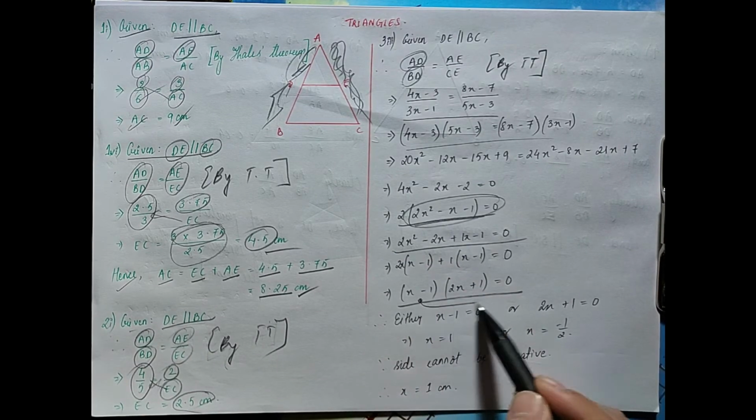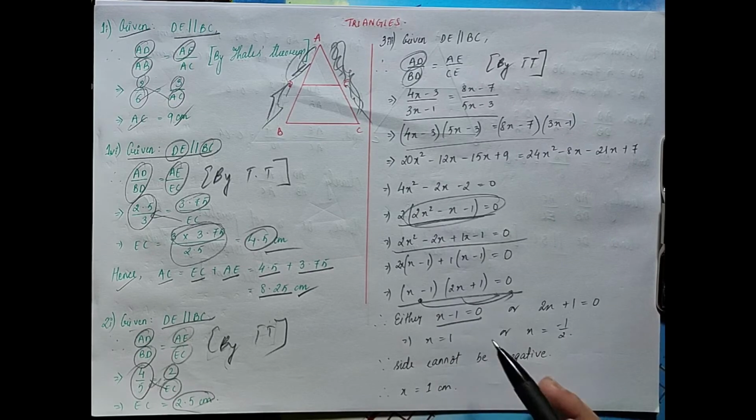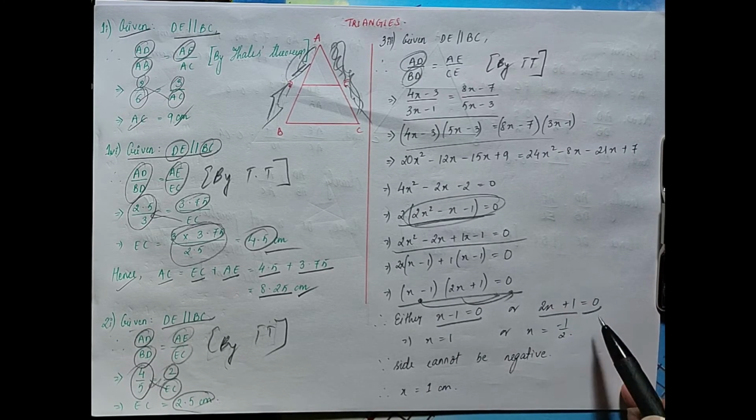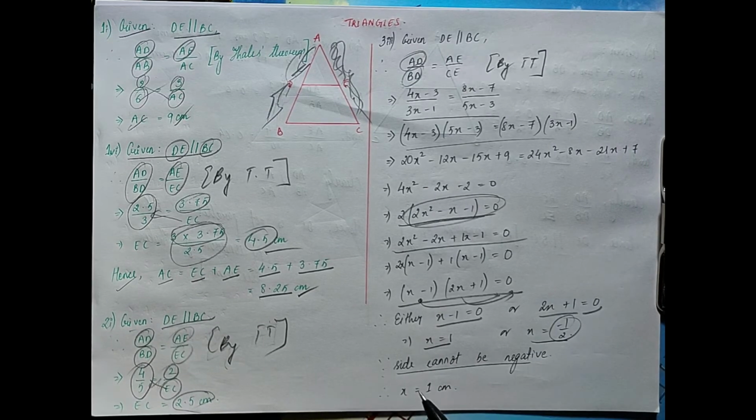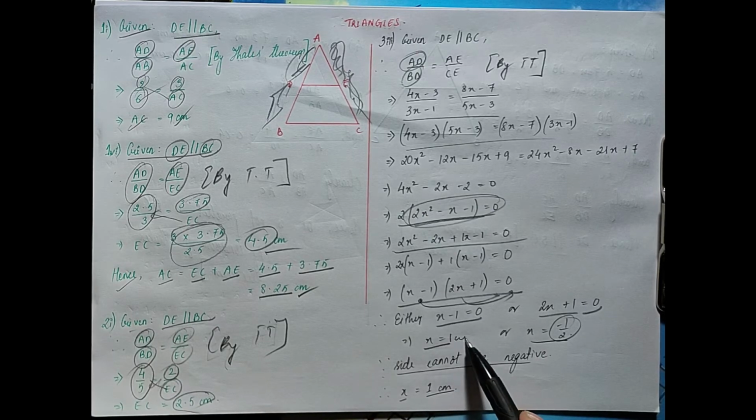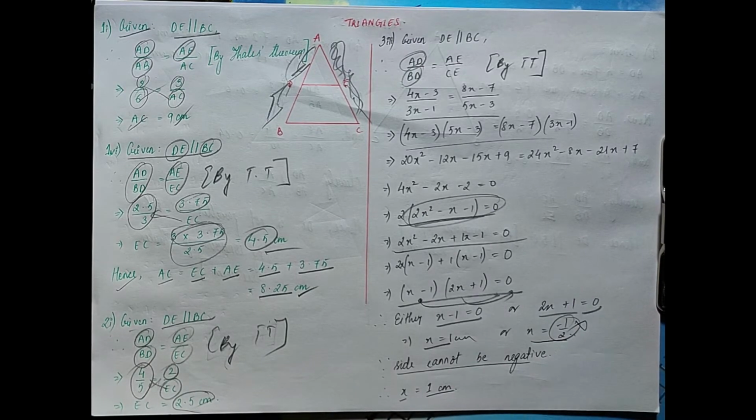Now we know that either this is 0 or this is 0. So x minus 1 is equal to 0, or 2x plus 1 is equal to 0. Then x is equal to 1, or x is equal to minus half. Since side cannot be negative, we have x is equal to simply 1 cm, because the other cannot be true.